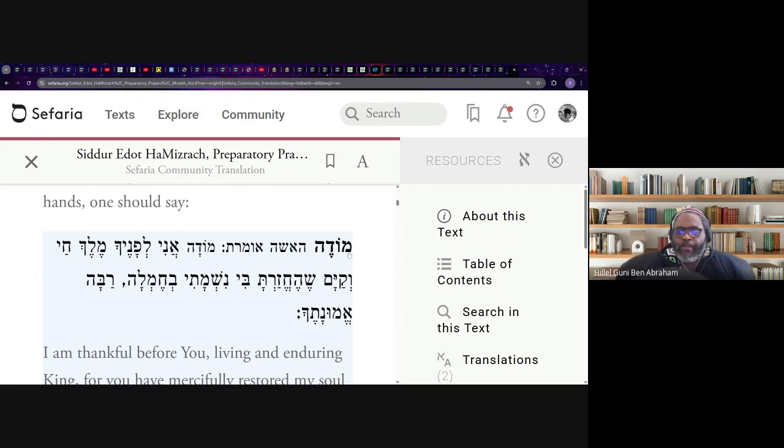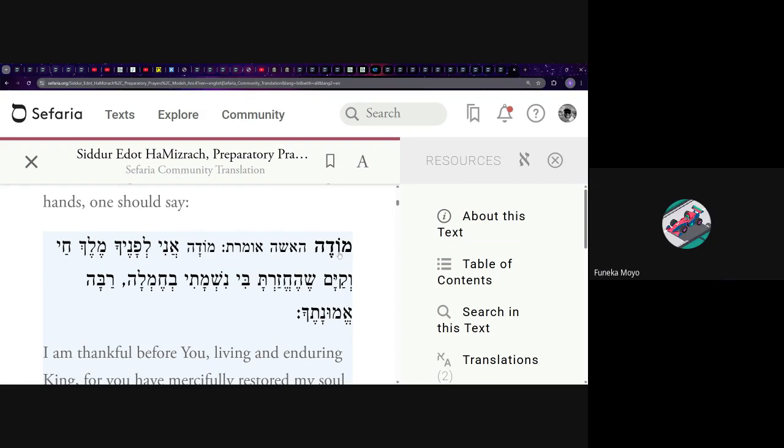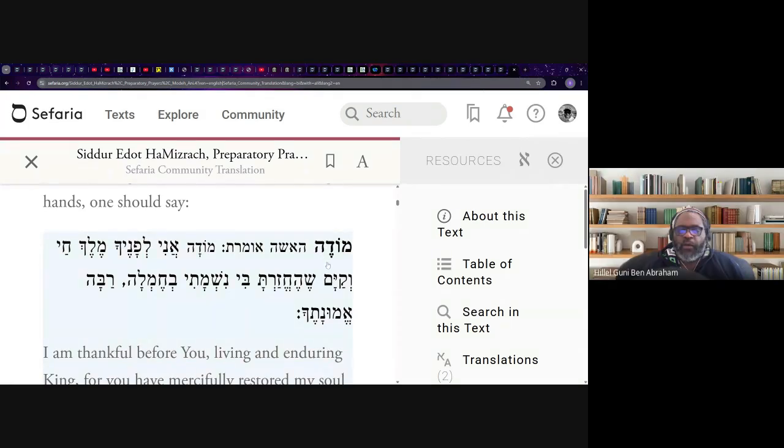So we have mem. What's the next letter? It's a vav with a cholam. Perfect. And next one? Then the dalet with a segol and then a hay. Very good. So modeh. Modeh. What's the next word that follows in the prayer? Ani. Ani. Good.